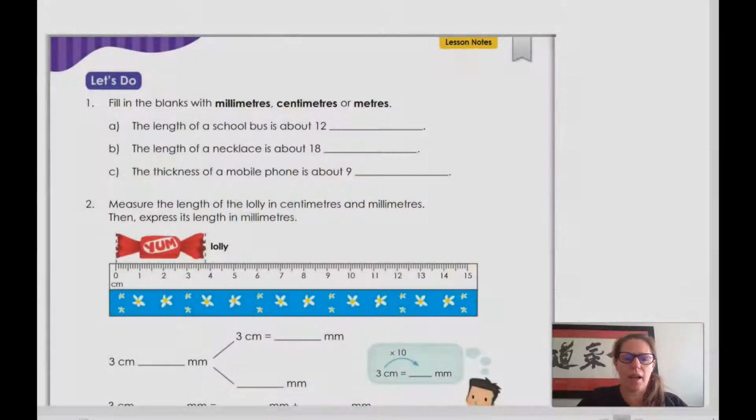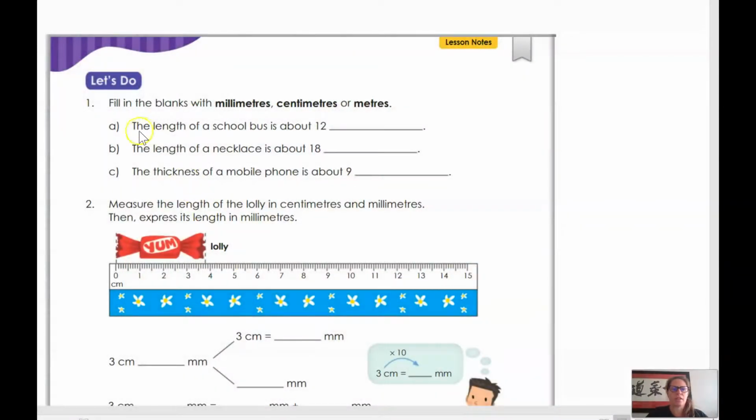So if we go back to this, it says the length of a school bus is about, it's not going to be millimetres because millimetres is smaller than centimetres. It's not going to be centimetres. I've already proven that my pen is in centimetres. So a bus has to be about 12 metres. And so you would write metres. Hopefully neater than your teacher.